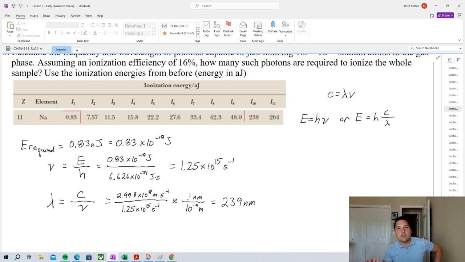All right, so which portion of the electromagnetic spectrum is this light in? 239 nanometers is of a higher frequency than violet light, so this is in the ultraviolet region, or UV portion of the EM spectrum.